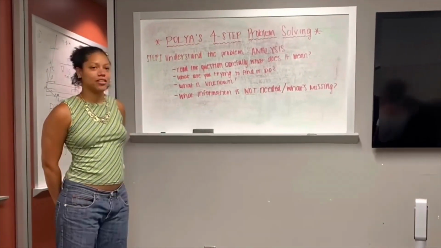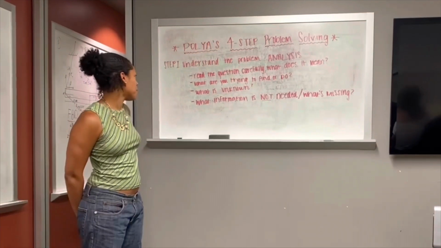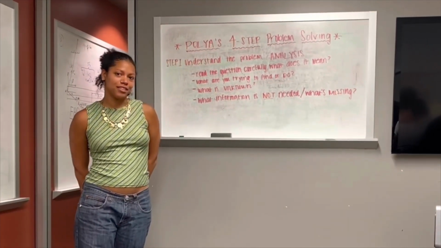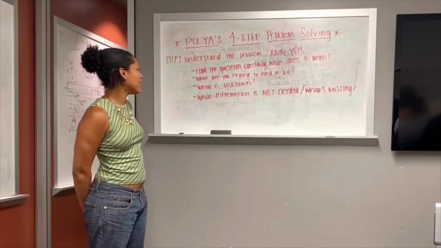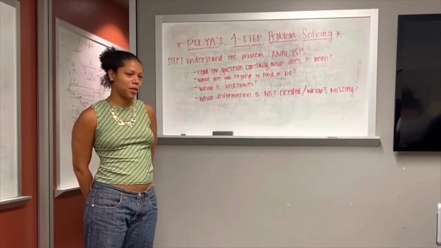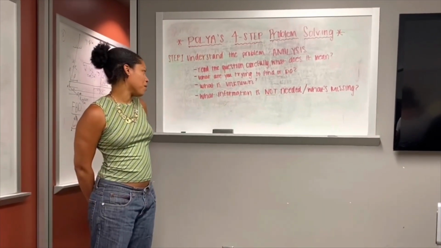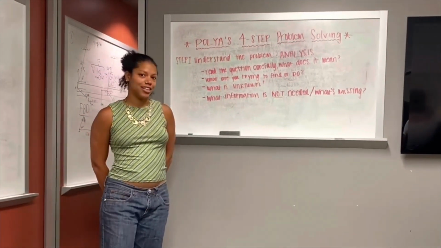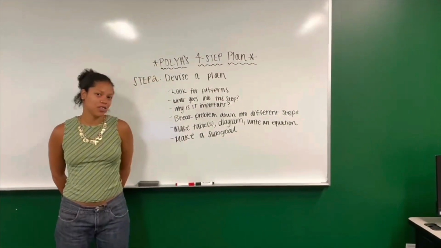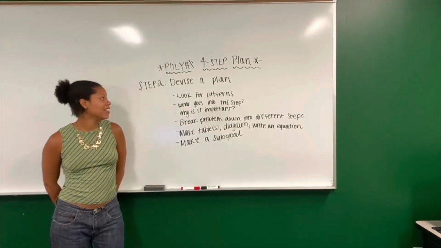Hello, this is Polya's four-step problem solving, and this is step 1, understanding the problem. It's like an analysis of the problem you're given. You have to read the question carefully and understand what it means. What are you trying to find or do? What is unknown in the problem? And what information is not needed or what's missing?